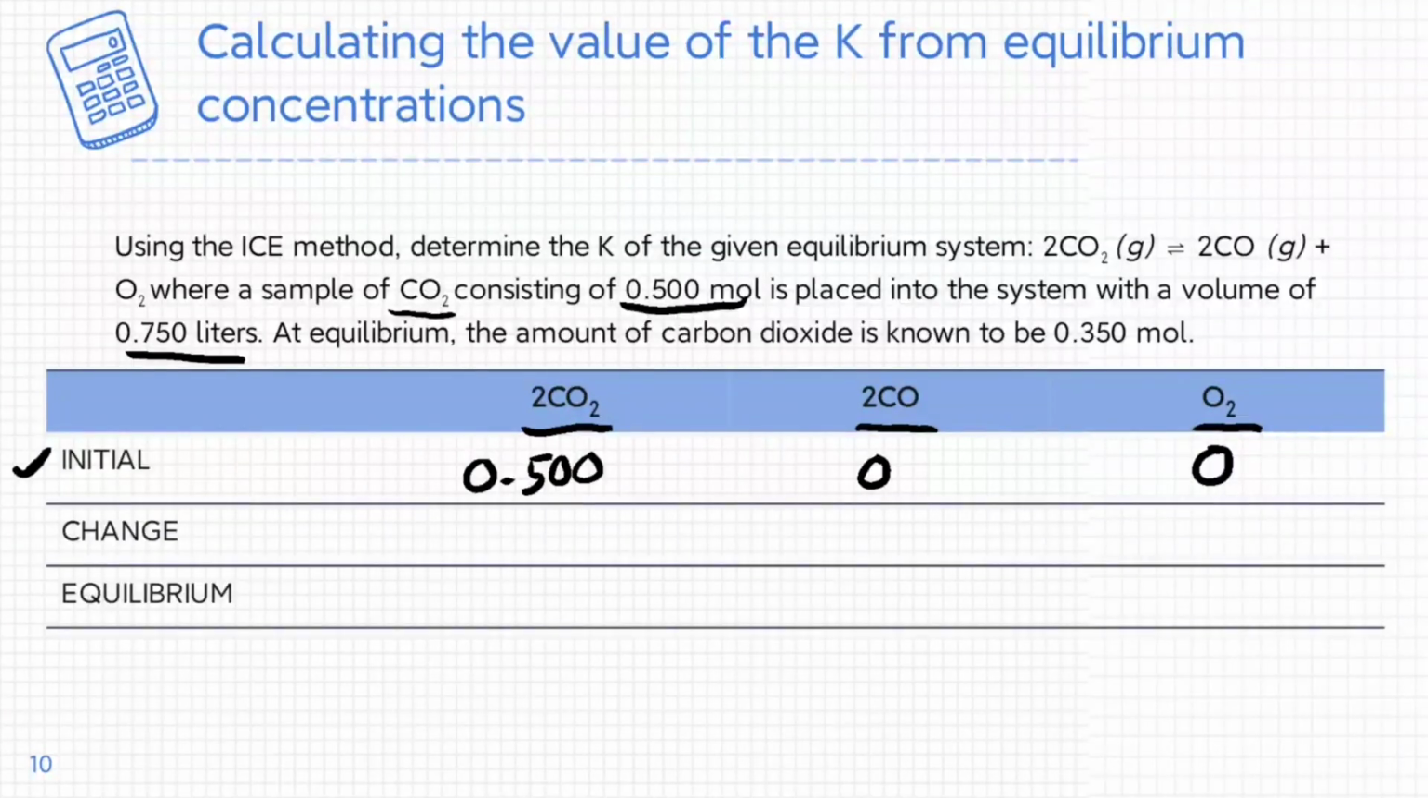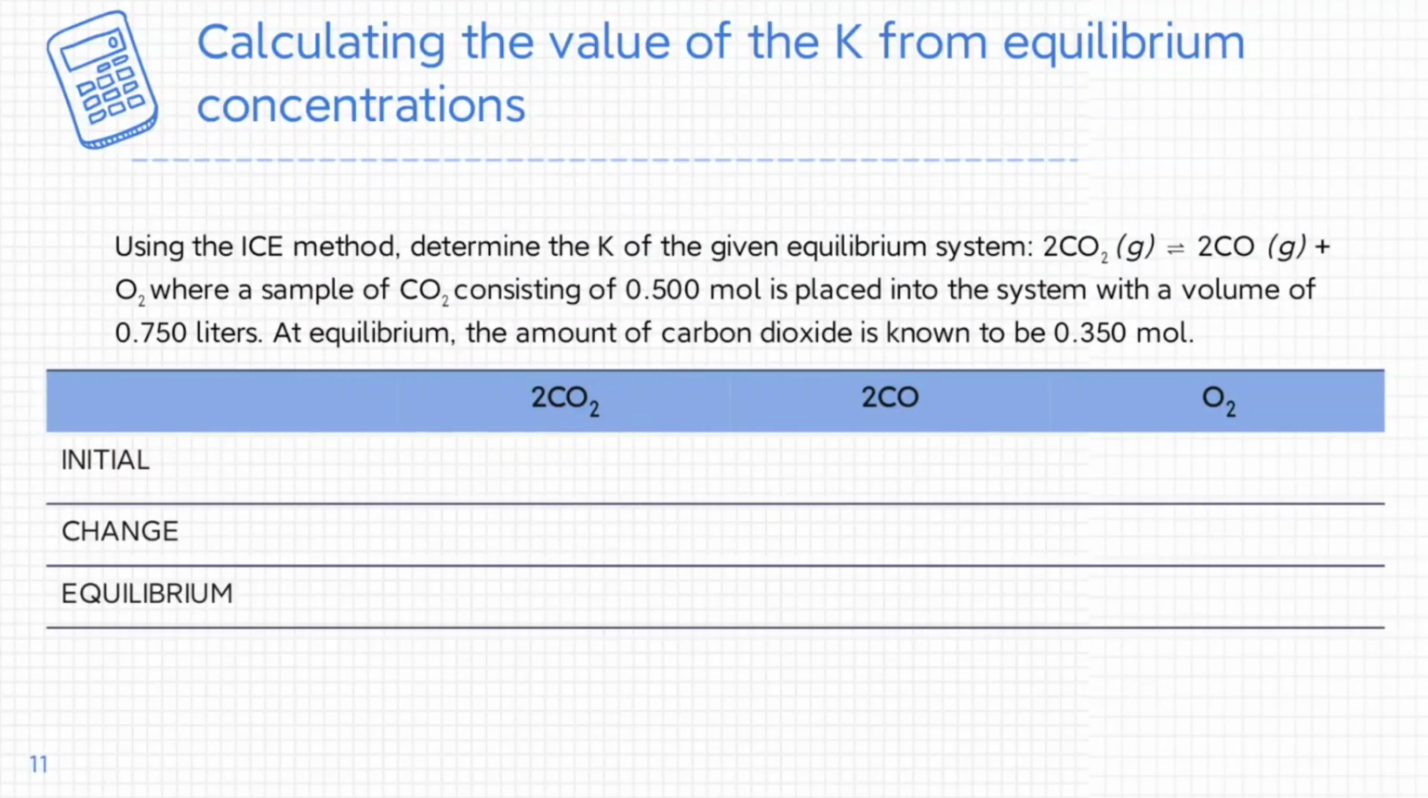Okay? Now, at equilibrium, the amount of carbon dioxide is known to be 0.350 mole. So, at equilibrium daw, yung carbon dioxide is 0.350. So, basically, we need to find out yung change, yung tatlong change, and then yung equilibrium amount of your carbon monoxide and your oxygen gas. So, yun yung mga missing. Okay? Okay. So, first, we need to compute for the change.